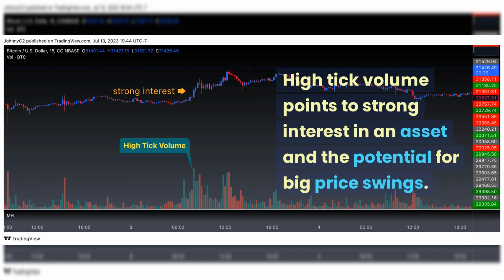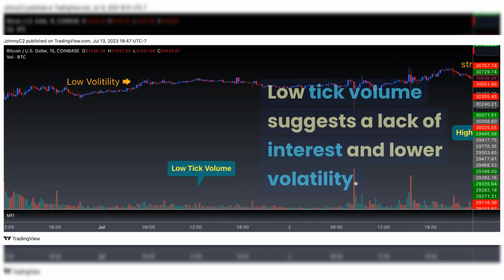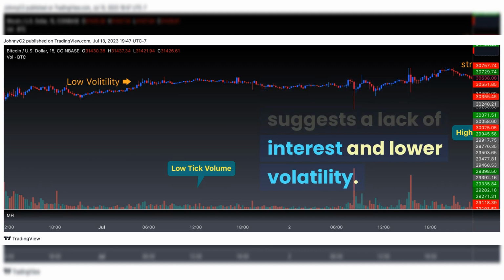High tick volume points to strong interest in an asset and the potential for large moves or change in certain moves. Low tick volume suggests a lack of interest and lower volatility.